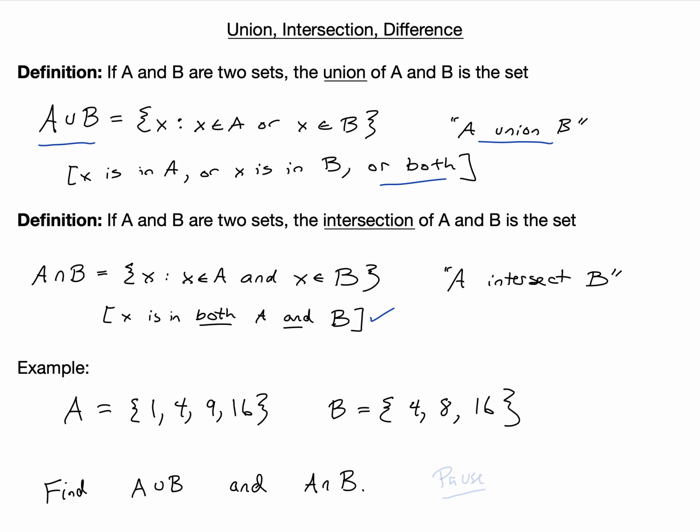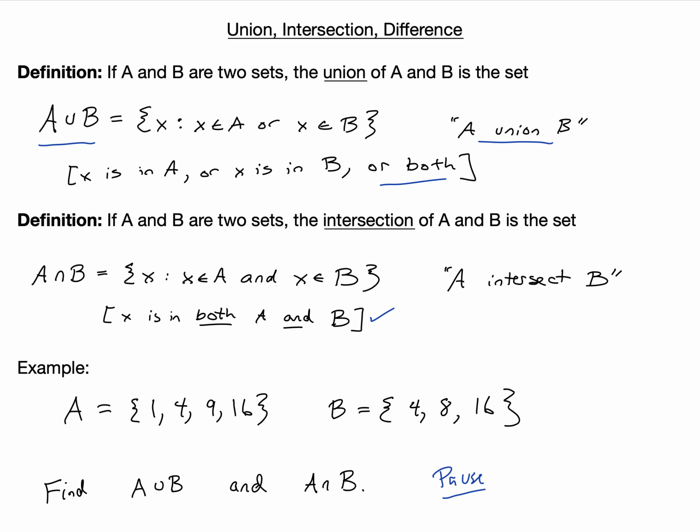So as a quick example, let's say that A is the set 1, 4, 9, and 16, and B is the set 4, 8, and 16. I'd encourage you to just pause very briefly and find A union B and A intersect B.